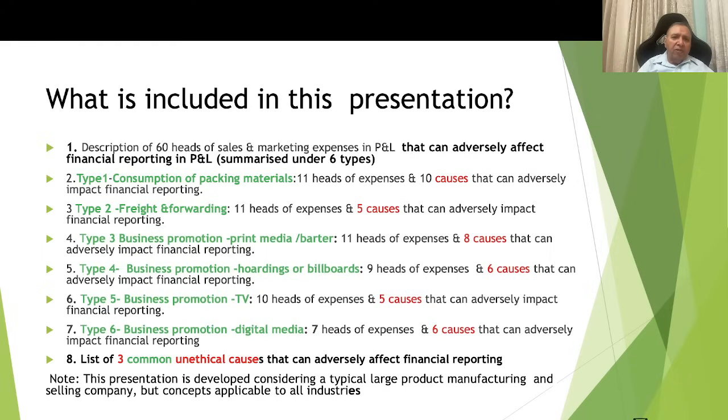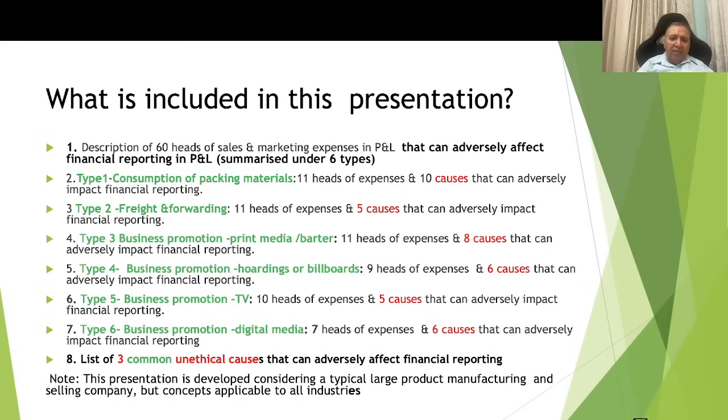Type 1 is consumption of packing materials, which has got 11 heads and 10 causes that can adversely impact financial reporting. Type 2 is freight and forwarding related, 11 heads and 5 causes. Type 3 is business promotion, print media and barter arrangement, 11 heads of expenses and 8 causes. Type 4 is business promotion, hoardings and billboards, 9 heads of expenses and 6 causes. Business promotion TV, 10 heads of expenses and 5 causes. Business promotion digital media, 7 heads of expenses and 6 causes. And 3 common unethical causes that are applicable to all the functions.